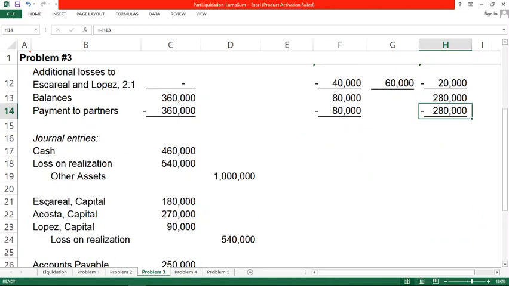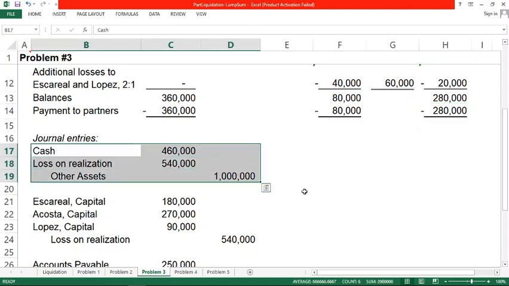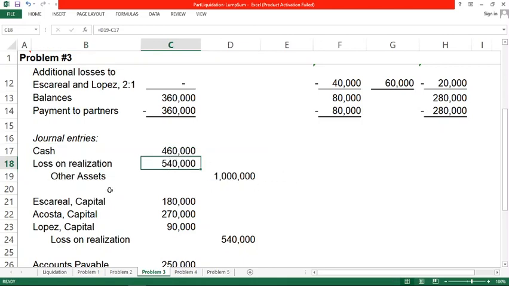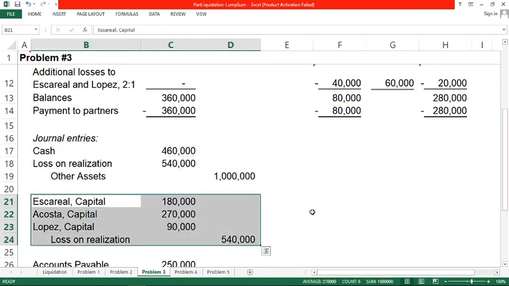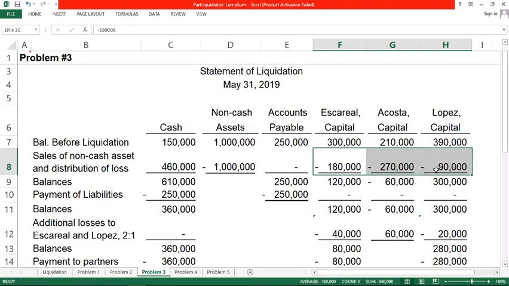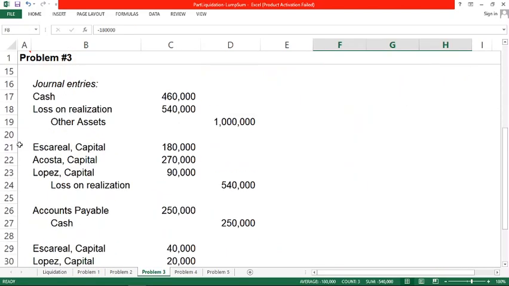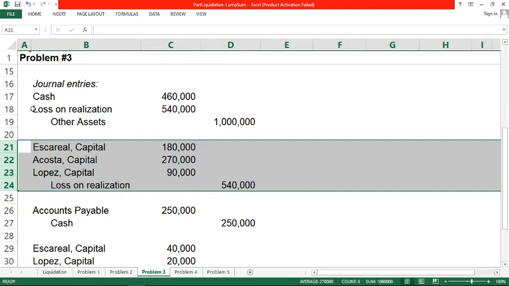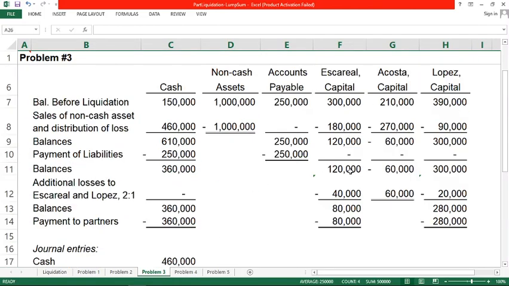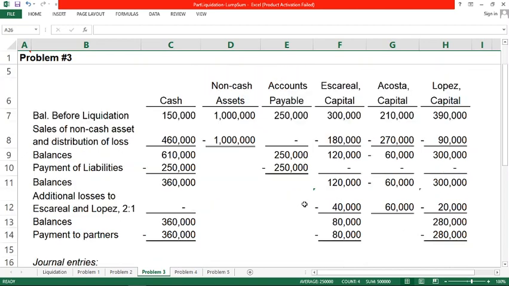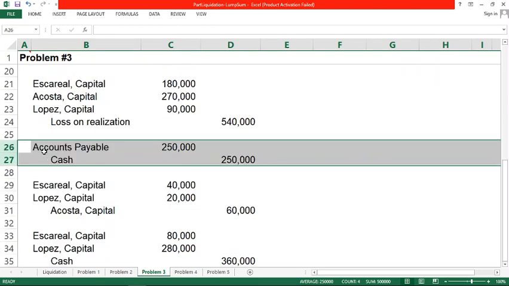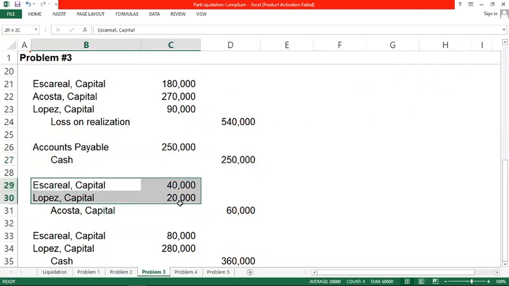So the entries are the following. After natin na ma-realize ang ating non-cash assets, we have loss of 540 which was absorbed by the three partners. So ito yon, 180, 270, 90. The entry will be this. Ayan. Loss and then absorption of loss. And then after that, binayaran natin ang ating accounts payable in full. That's 250. So there is the entry. And then the absorption of Acosta's negative balance.